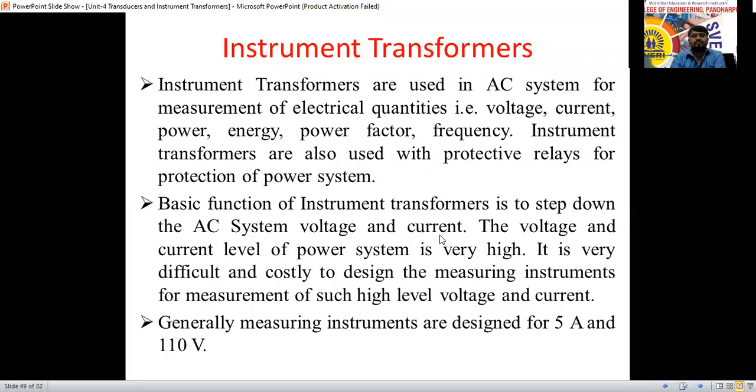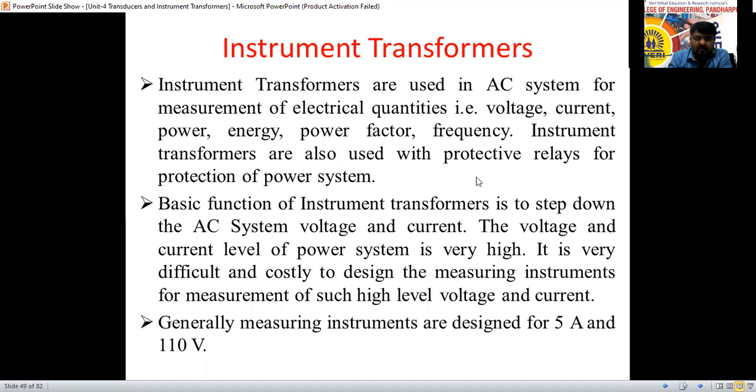So here we'll start instrument transformers. The name itself is saying instrument transformer. Can anyone tell me what you mean by transformers? The fourth unit has two parts. One is related to the transducer, another is related to the instrument transformer. One part is already over. The second part we have started, that is called instrument transformer.